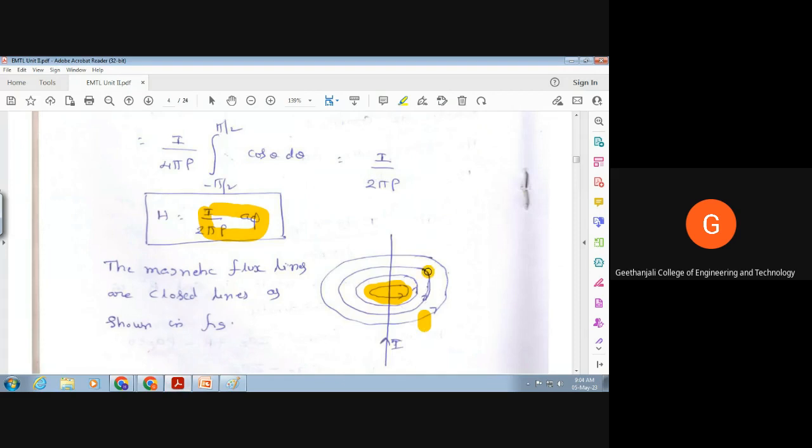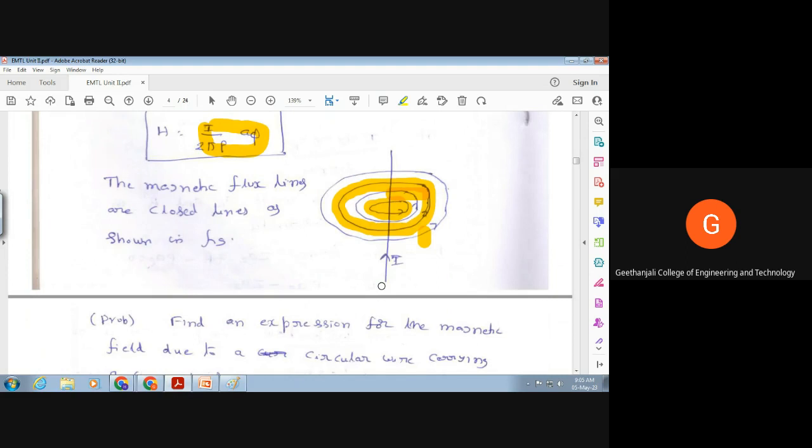If you take any circle, the magnitude of H at every point on the circular line is constant, because at any point on the circle, if you drop a perpendicular onto the conductor, it is rho. Once rho is constant, the magnitude of H is constant, and the direction a phi indicates that it is a circular line. So one of the main differences between electric flux lines and magnetic flux lines is that electric flux lines are not closed lines, but magnetic flux lines are closed lines.